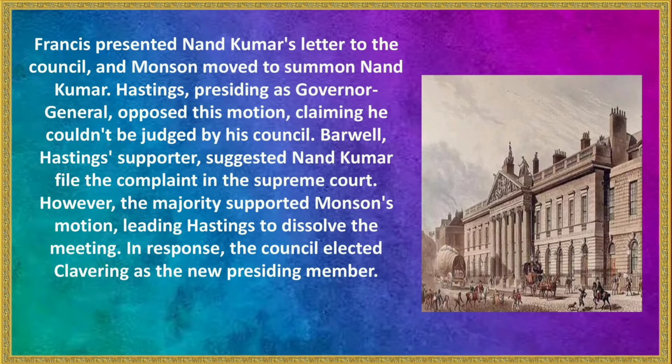Francis presented Nandkumar's letter to the council, and Monson moved to summon Nandkumar. Hastings, presiding as Governor-General, opposed this motion, deeming he couldn't be judged by his council. Burwell, Hastings' supporter, suggested Nandkumar file the complaint in the Supreme Court. However, the majority supported Monson's motion, leading Hastings to dissolve the meeting. In response, the council elected Clavering as the new presiding member.